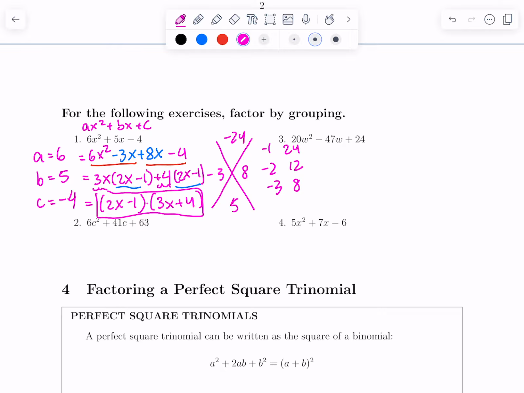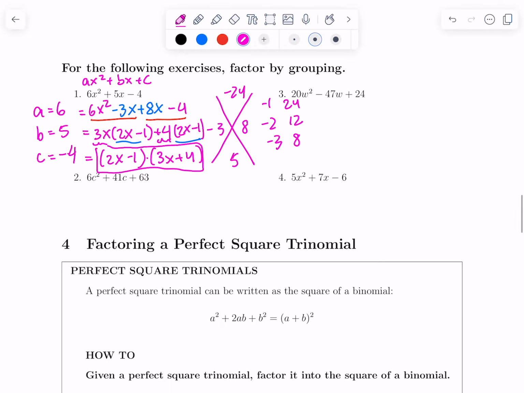I'm going to show you another example, which is example 2. The a value over here is 6, the b value is 41, the c value is 63. The top will be 378, the bottom will be 41. My p and q values will be 14 and 27.